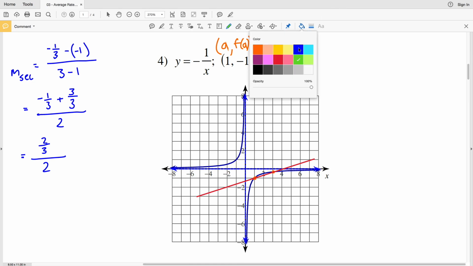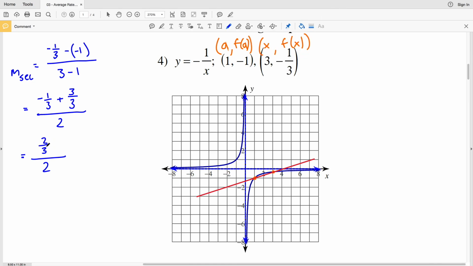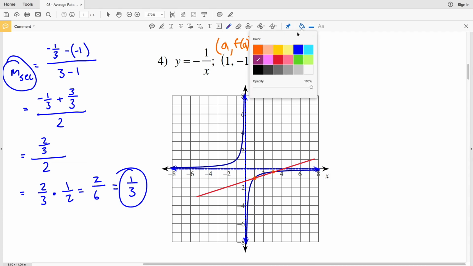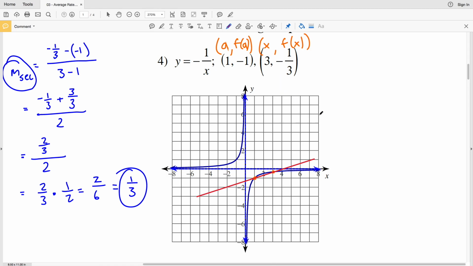And my change in y over my change in x is 2/3 divided by 2, which I'm going to write as 2/3 times the reciprocal of 2, which is 1 over 2, which will give me 2 over 3 times 2, which is 6, which simplifies down to 1/3. So the slope of my secant line is 1/3. Now I'm going to use point slope form to solve for the equation of my secant line.